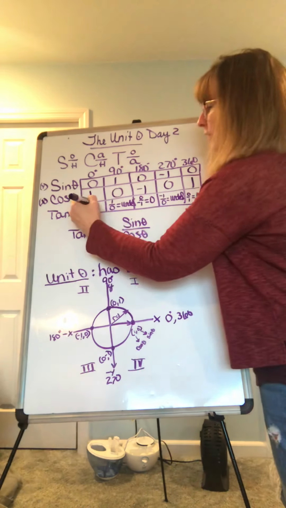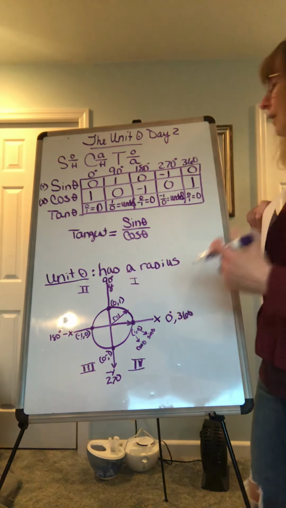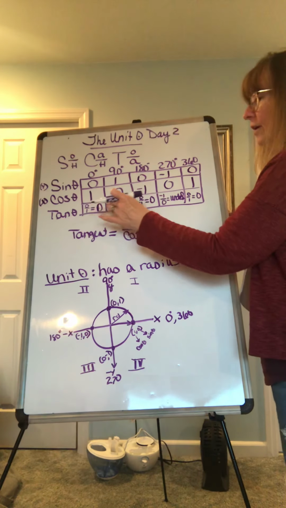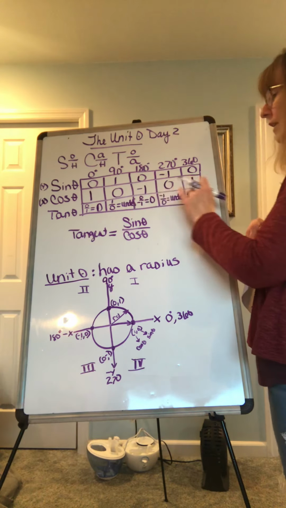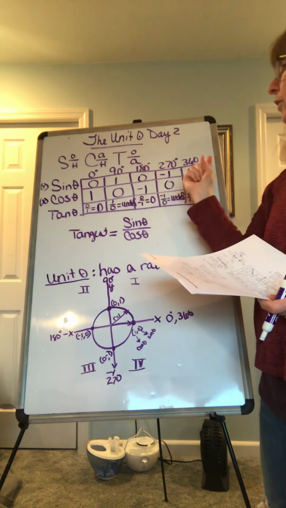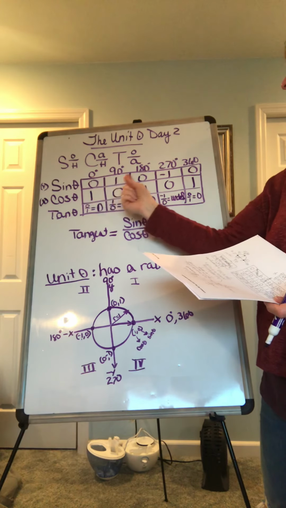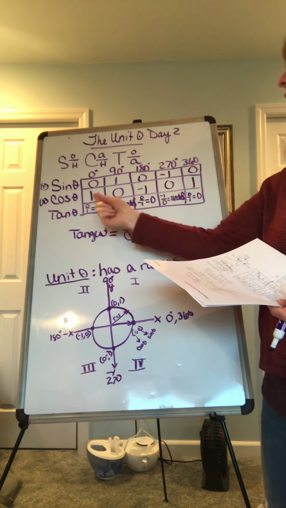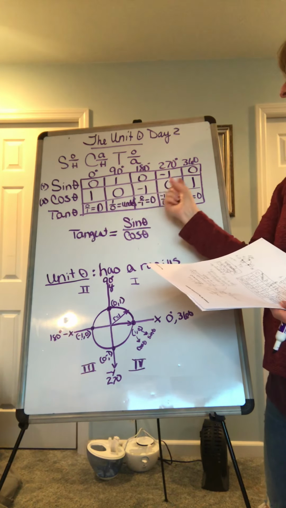Wait, that was stupid. I said 0 and I wrote a 1. It's going to 0, undefined, 0, undefined, and 0. Whew, had to fix that. Sine and cosine, they'll go from 0, 1, 0, -1, 0, 1, 0, -1, 0, 1.